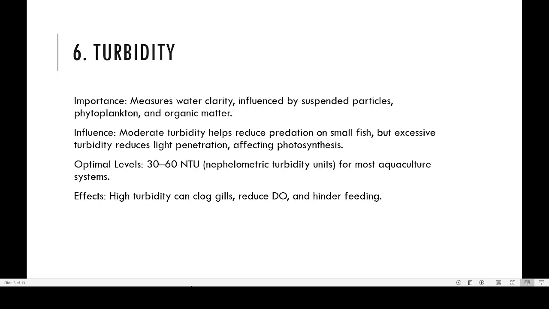Then turbidity is another factor. Turbidity measures the clarity of water, how clear the water is, and can be influenced by suspended particles, phytoplankton and organic matter. For example, during the monsoon season, most of our rivers look yellowish, orangish, sometimes a deep red. Why is this happening? Because a lot of laterite soil, red soil coming from our high ranges is carried by the rainwater and dissolved in our river water.